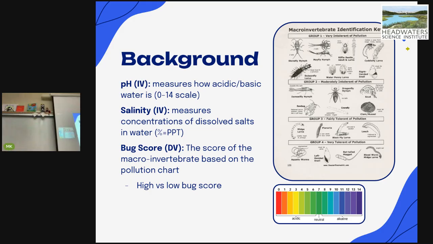So from there, we would categorize each type, and group 1 would be given a score of 4, group 2, 3, group 3, 2, and group 4, 1. So if you were to have a higher bug score, that would mean that your ecosystem is healthier, since bugs that are more intolerant to pollution can thrive.